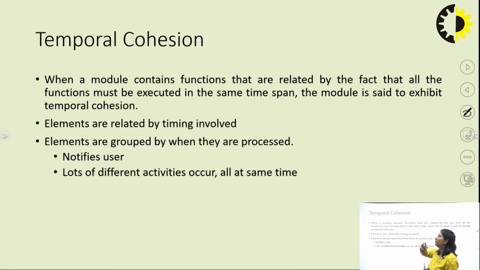Then coming to temporal cohesion. When a module contains functions that are related by the fact that the functions must be executed at the same time span, the module is said to be temporal, where the elements are related by timing. The elements are grouped when they are processed. For example, at a particular time when you log in to a new system, the user will be notified at the same time. Lots of different activities will occur all at the same time.